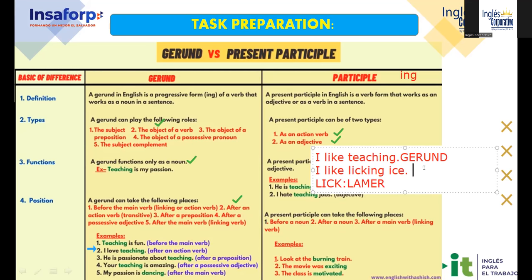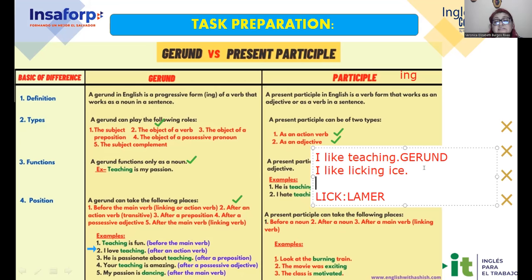Okay, so we're going to compare. I like licking ice. Entonces yo no puedo decir me gusta lamiendo hielo, right? So I'm going to say me gusta lamer hielo. Entonces, el ice. I like licking ice.